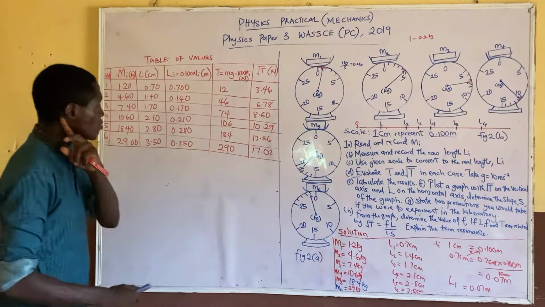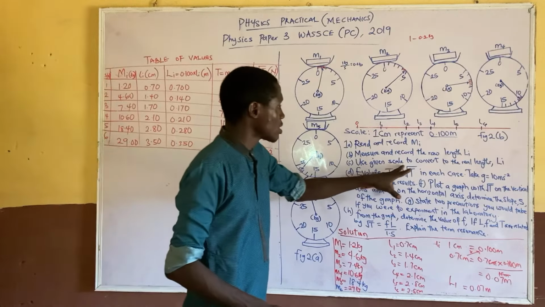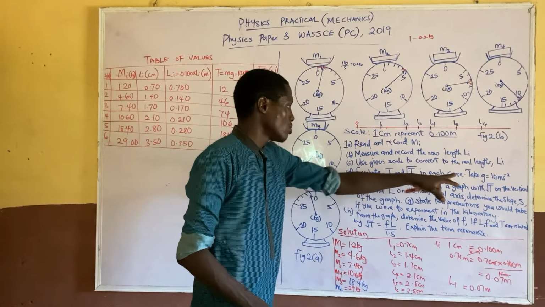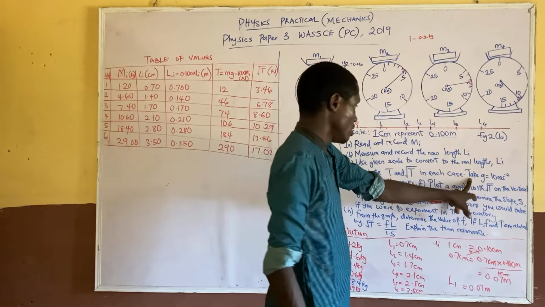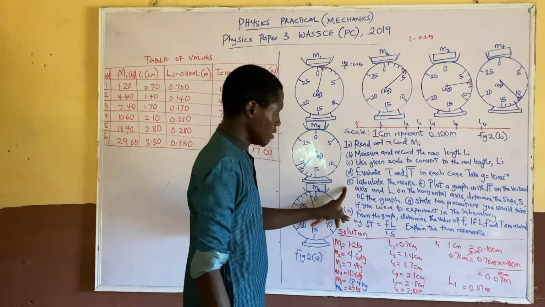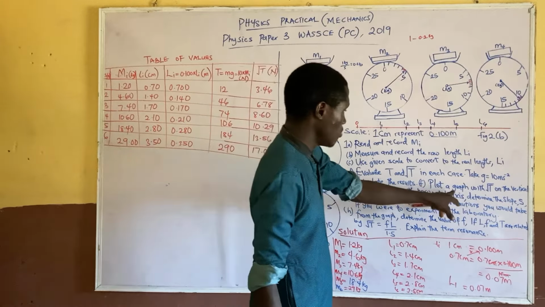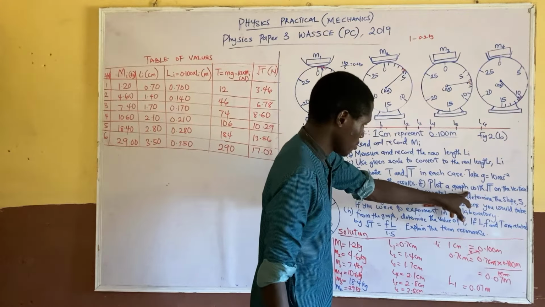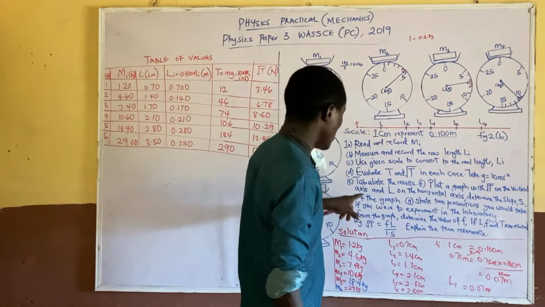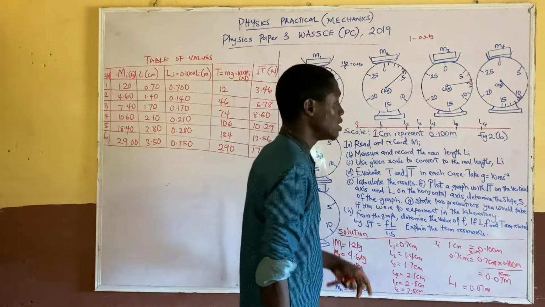So now let's move to the next question. The next question says we should use the given scale, after having done that, to evaluate the square root of T in each case. You have already done that. Now, the next question says, having tabulated already, plot a graph with root T on the vertical axis and L on the horizontal axis. Determine the slope of the graph.